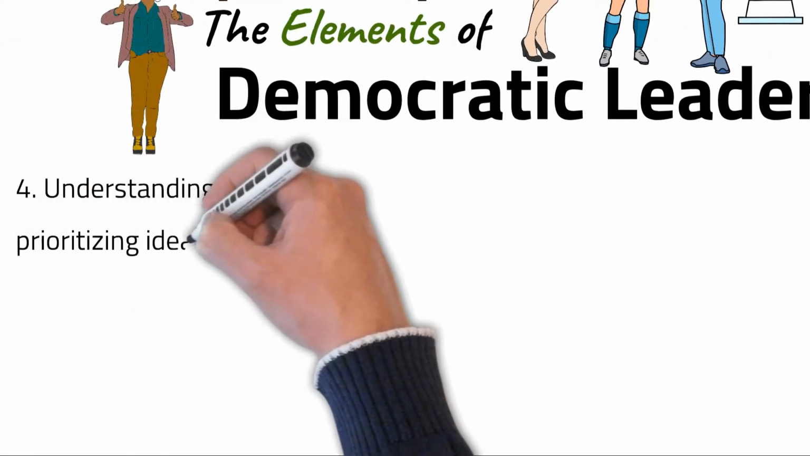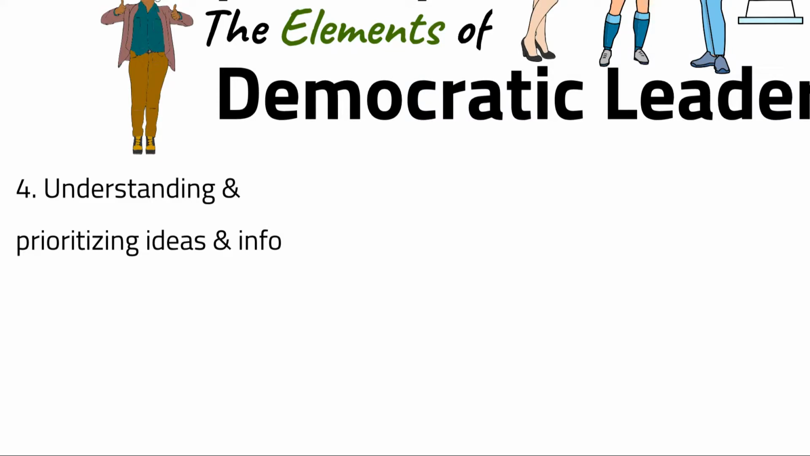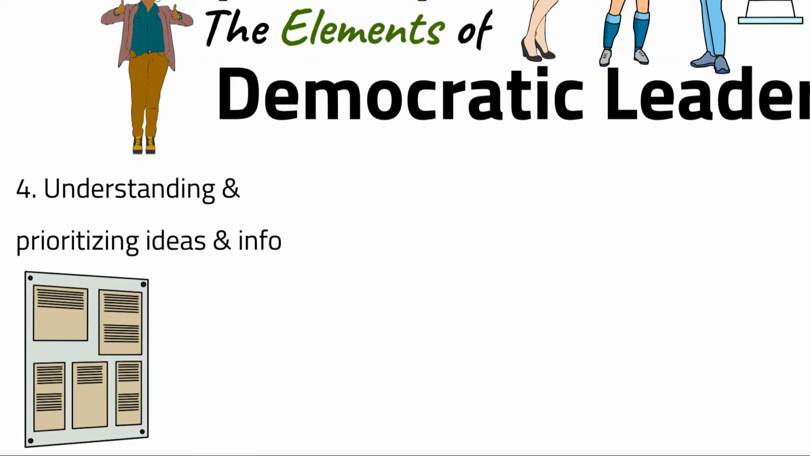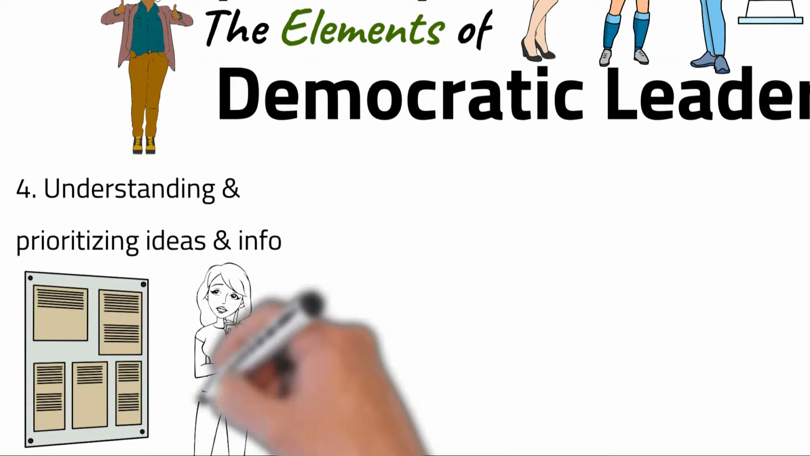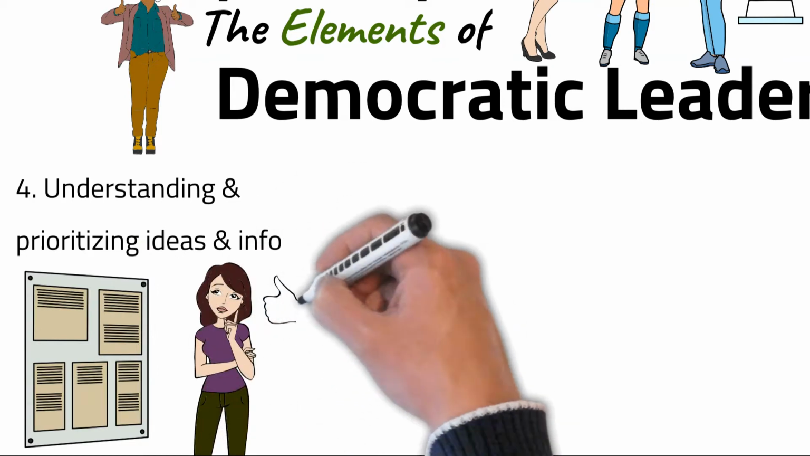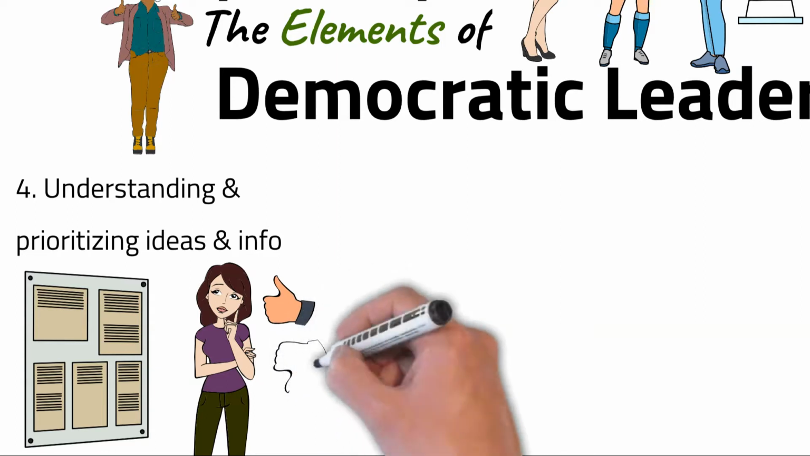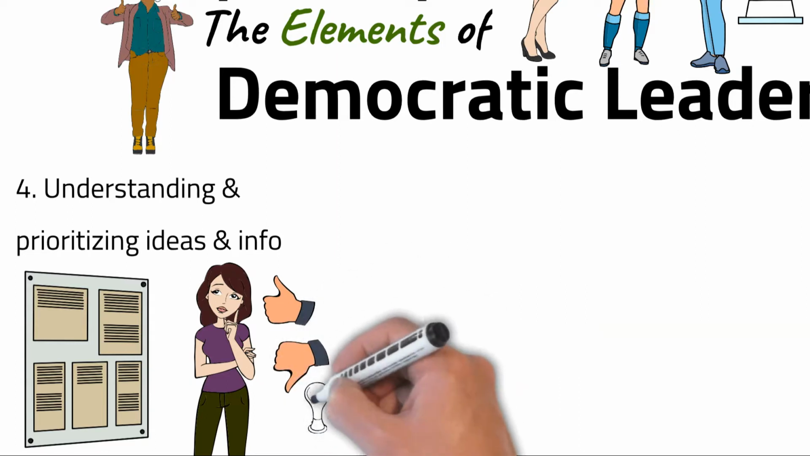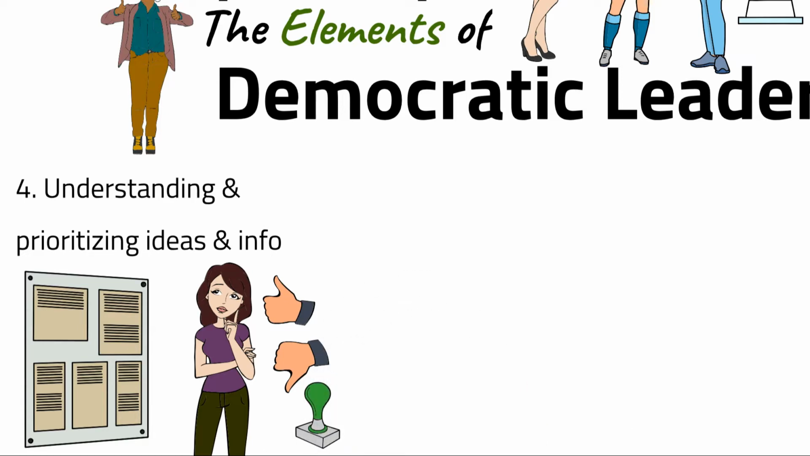Understanding and prioritizing ideas and information. The flood of ideas and information emerging during the participative process need to be understood and prioritized. Some ideas will be great, and some might be irrelevant, not deserving further evaluation. Hence, selection and prioritization of the input received is a crucial aspect of democratic leadership.